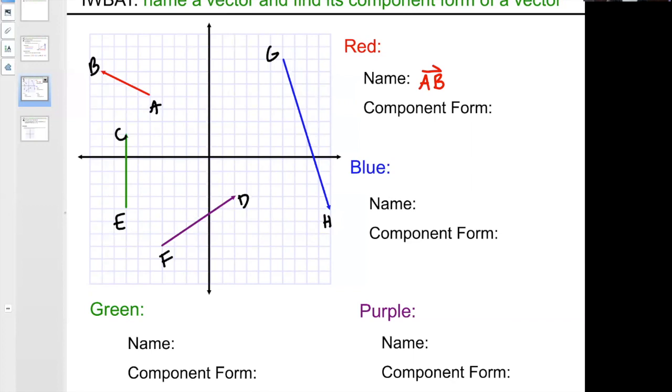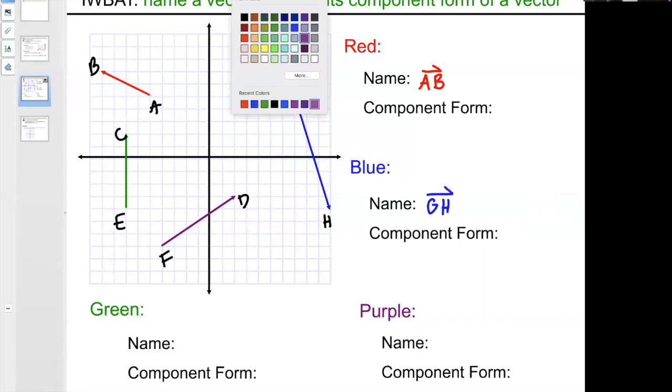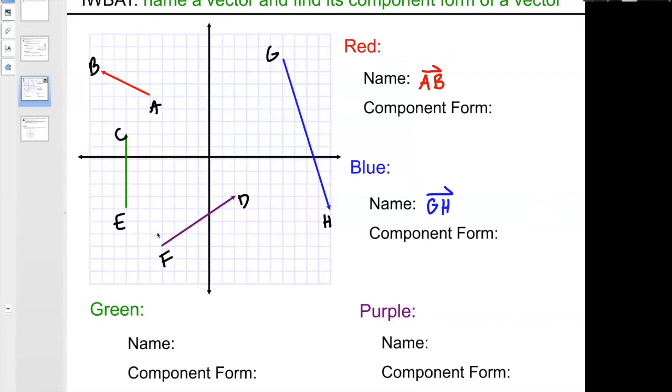Let's go ahead and name all of these and then get into component form. Blue, okay, so the blue one's name starts with G and goes towards H. So GH would be the name for that one. Purple, initial point is F with no arrow next to it, going towards the arrow. So the arrow stops at point D. So vector FD. And then finally, vector EC here. So there are the names of each of those vectors.